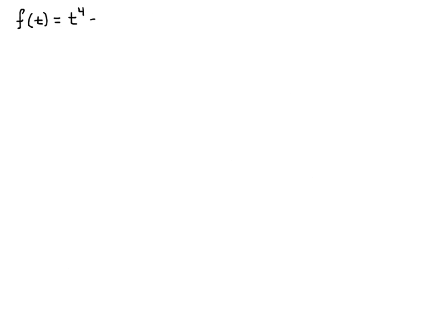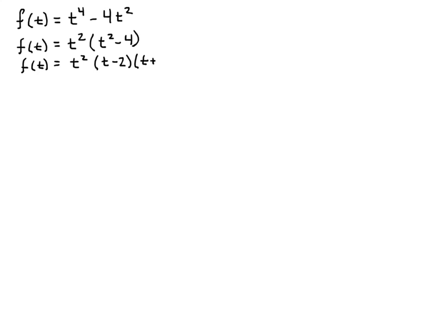All right, so let's look at another one here. I'm going to have t to the 4th minus 4 times t squared. Okay, so this one factors fairly easily, right? You can first factor out a t squared on here, and then we have t squared minus 4 remaining. And so then t squared minus 4 in turn factors to t minus 2 times t plus 2. So this is a fully factored form, right?